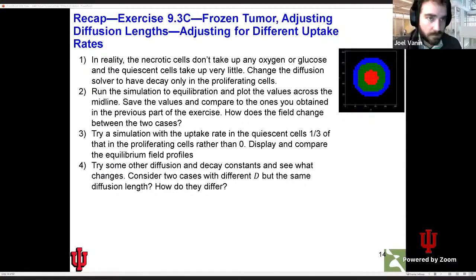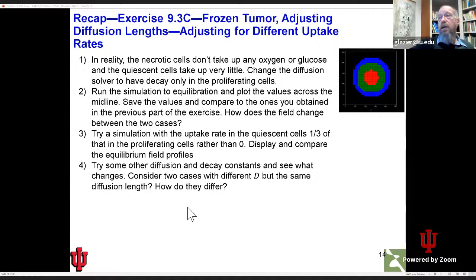So, okay, good. Where's my slide? And then maybe we don't need to do it, but you could try this at home. It was in the homework exercise. If the quiescent cells take up an intermediate level, then you'll get something, again, intermediate between the two cases that we've seen. That smooth curve, which looks like a parabola in one case, and the flat bottom, you get two slopes.